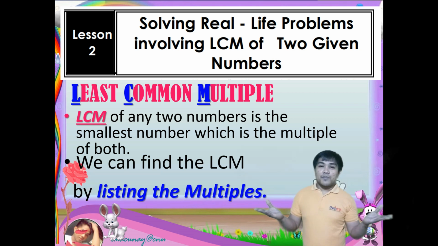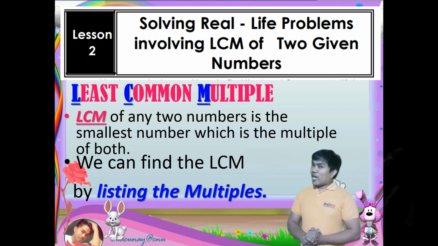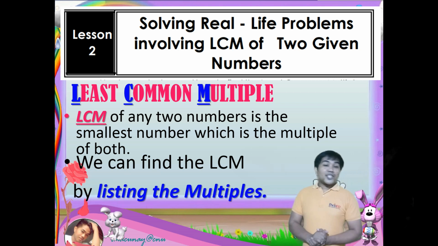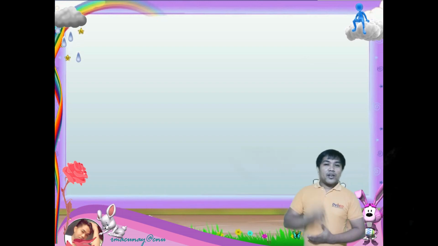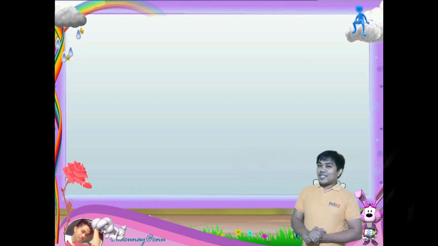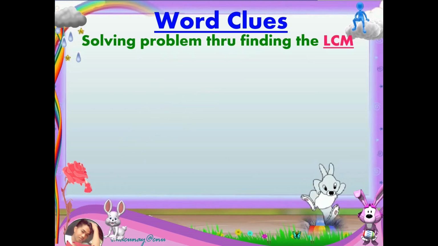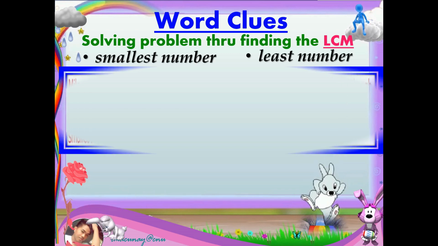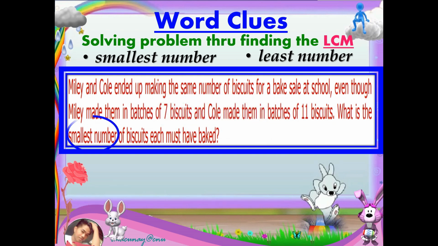But how can we differentiate problems that can be solved through GCF or through LCM? Well, that is not a problem. All you have to do is to remember 5 common clues that will help you determine. The first 2 clues are smallest number or least number. Examine the screenshot. In that problem, you can find the clue smallest number that leads to conclusion that this problem can be solved by finding the LCM.